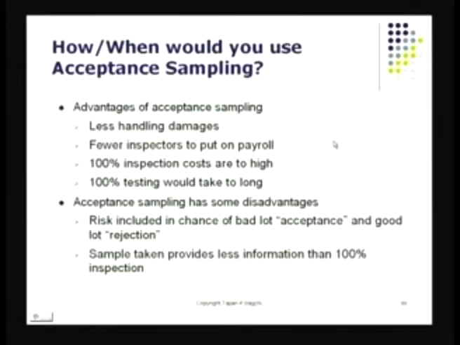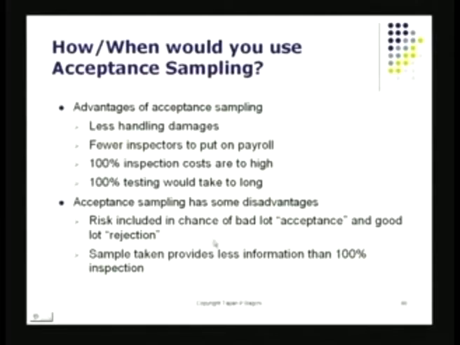When would you use acceptance sampling? There are certain occasions when you have to do this. When you're doing auditing, for example, you might do some sampling there. Or when 100% inspection is too costly, you might like to do some sampling there. Those are occasions you'd like to do this. 100% inspection may also take a long time that you'd like to avoid.